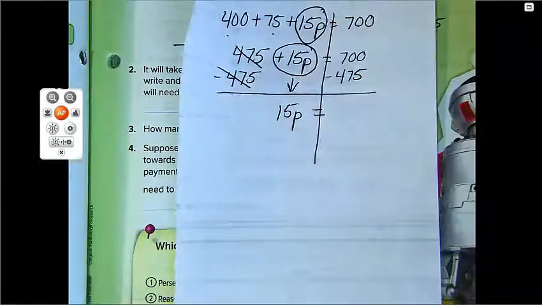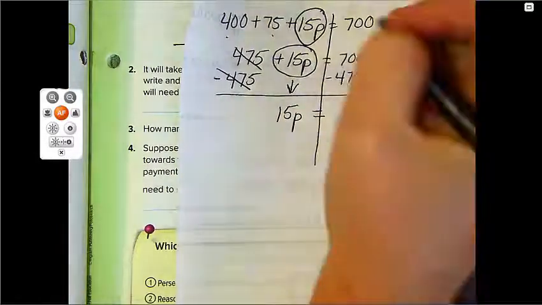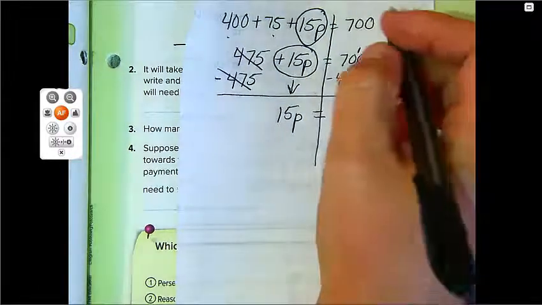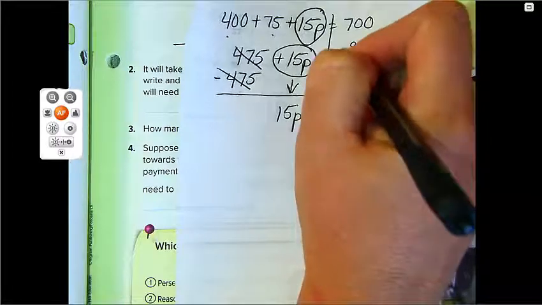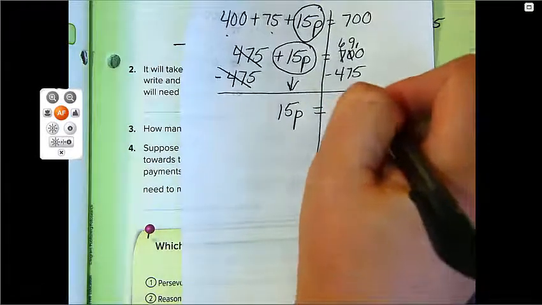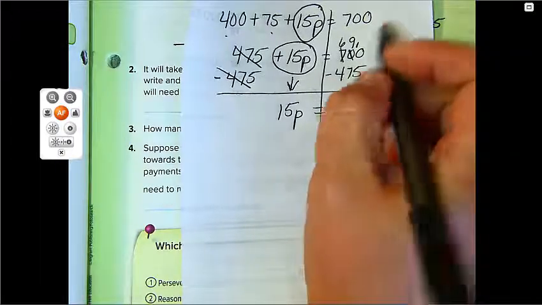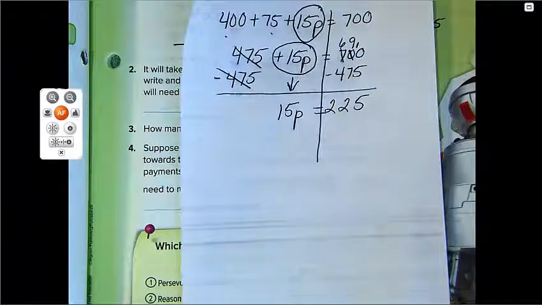700 minus 475. Hopefully you know that if I subtract those, if you don't remember how to subtract, you're going to borrow. So this becomes a 10, this becomes a 9, this becomes a 6. 10 minus 5 is 5, 9 minus 7 is 2, 6 minus 4 is 2. So I have $225 left to pay.